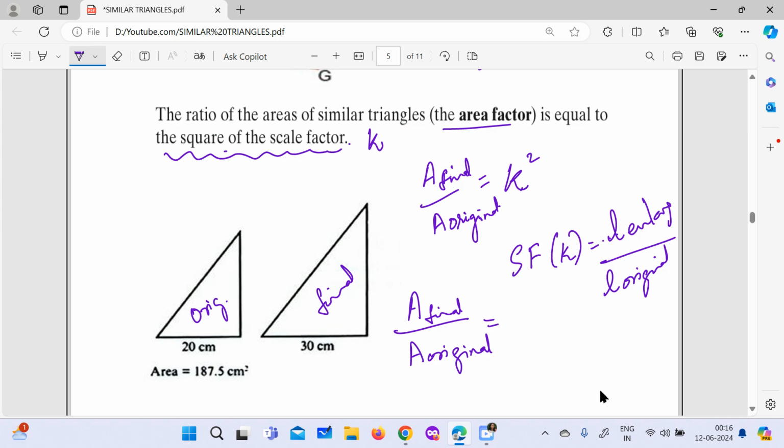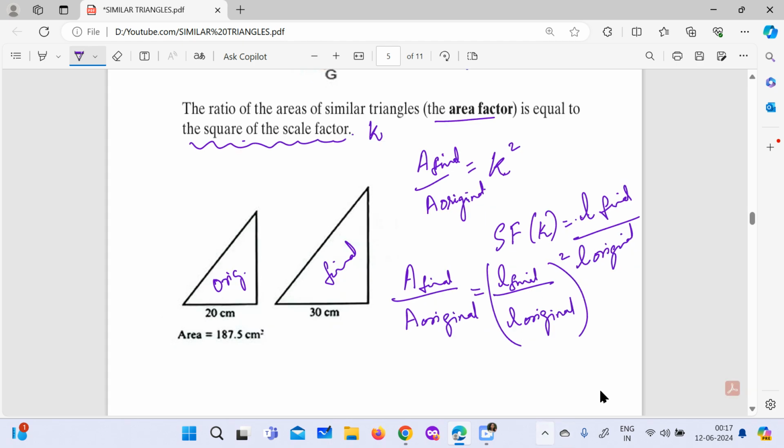What is k? It is the length of the final triangle upon the length of the original, and this whole thing is squared. You definitely get this question in Paper 2, and sometimes it is used as a structured question in Paper 4.